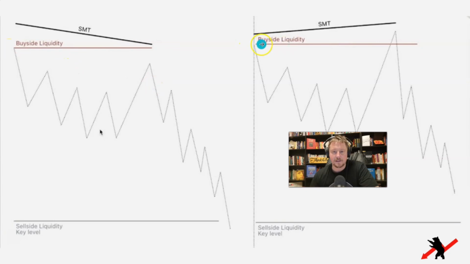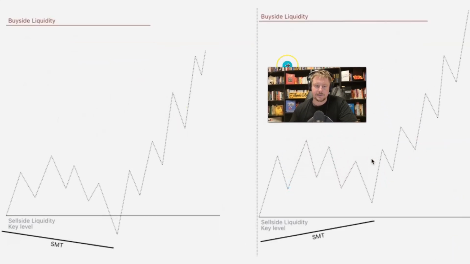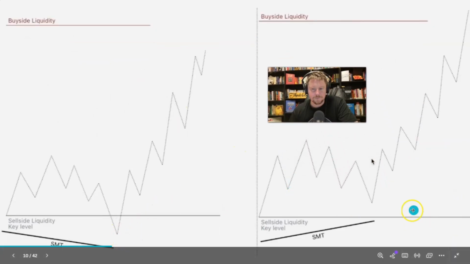So you see how on the right side, the high is way up here, whereas on the left side, the high is here. This is an SMT. And then as soon as we see this SMT, boom, we have this massive price breakdown. Here is a bullish SMT. All right, you see how this one is lower and this one's higher?